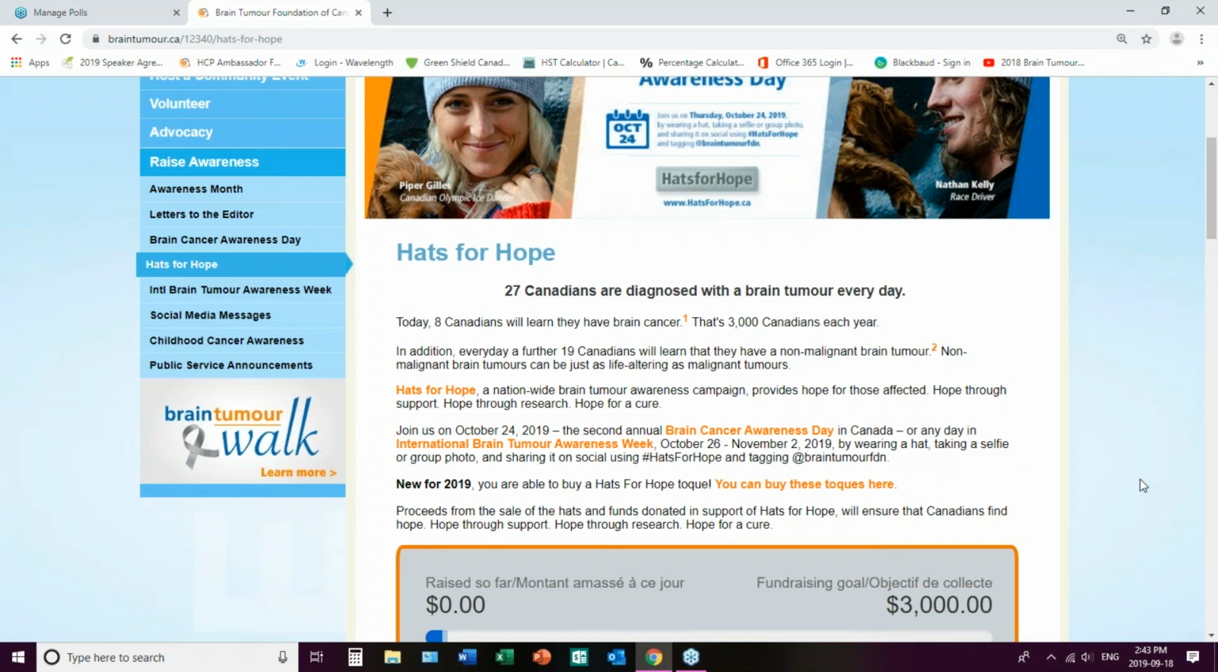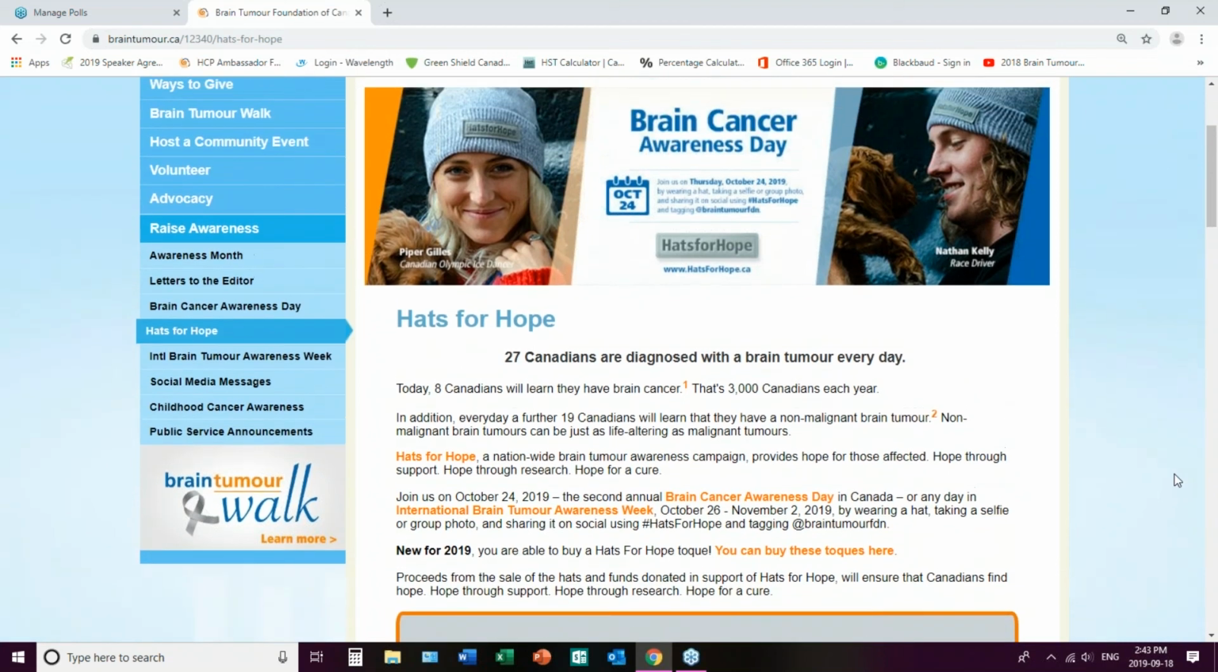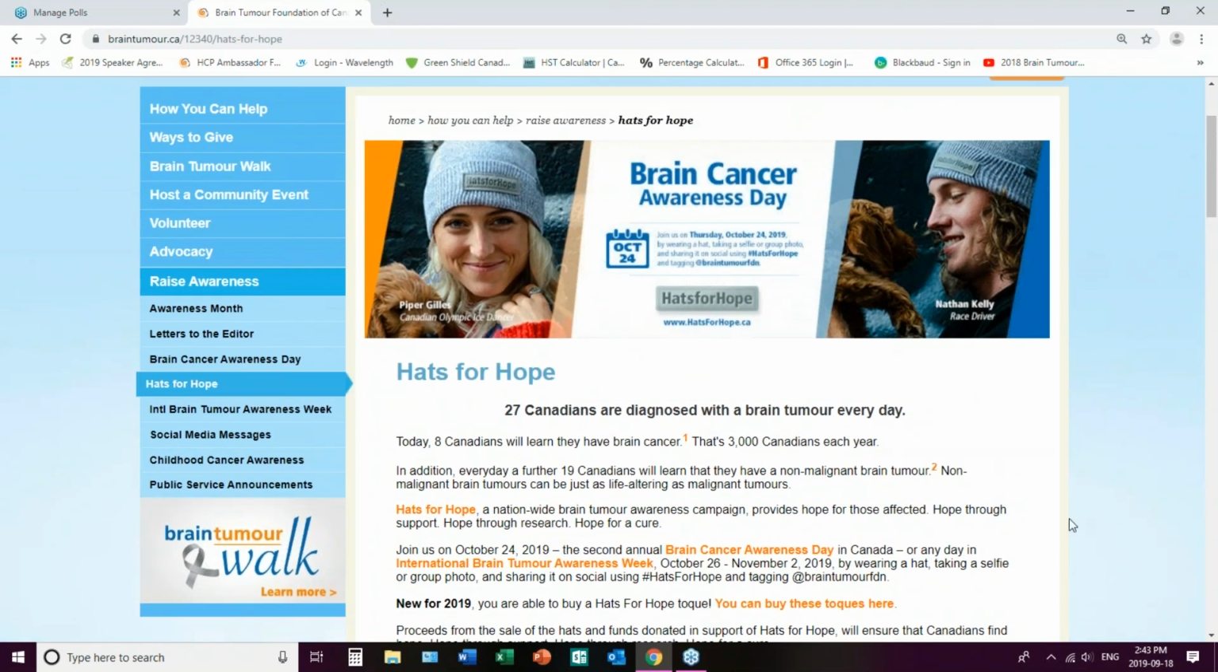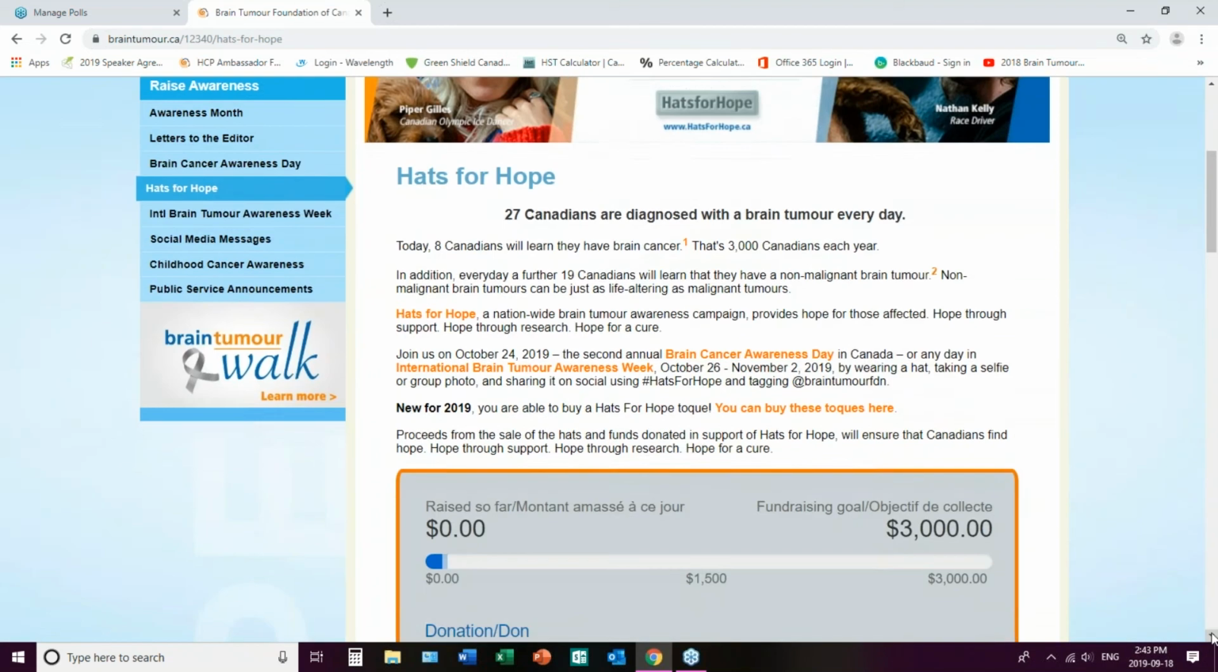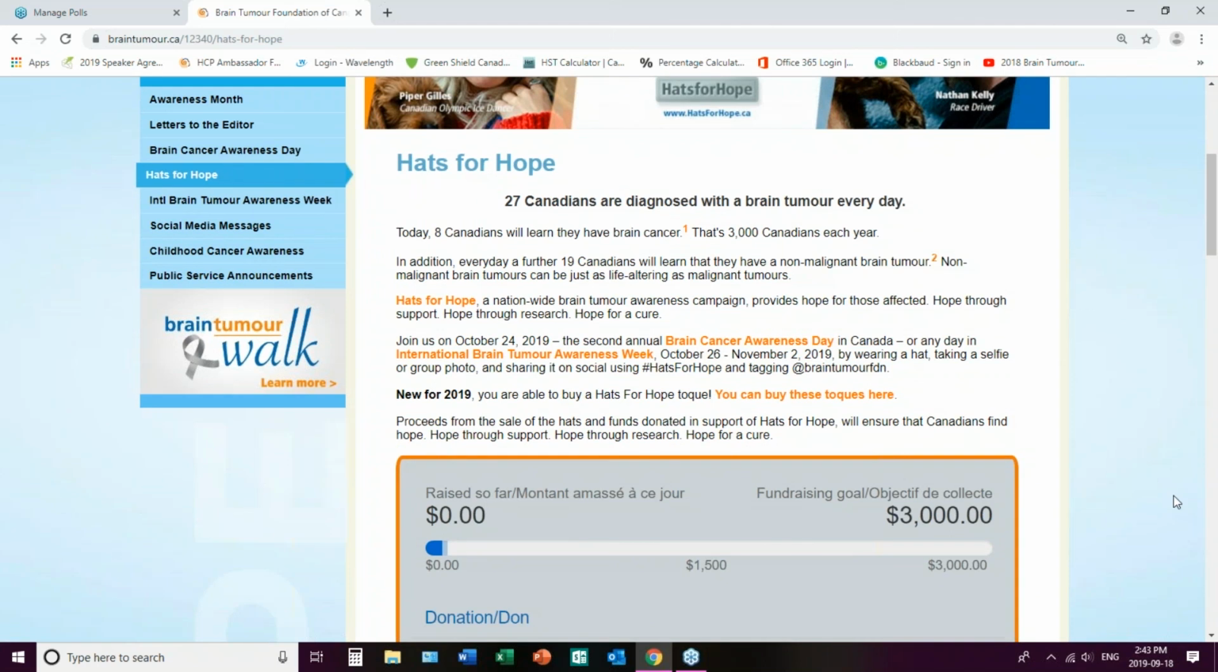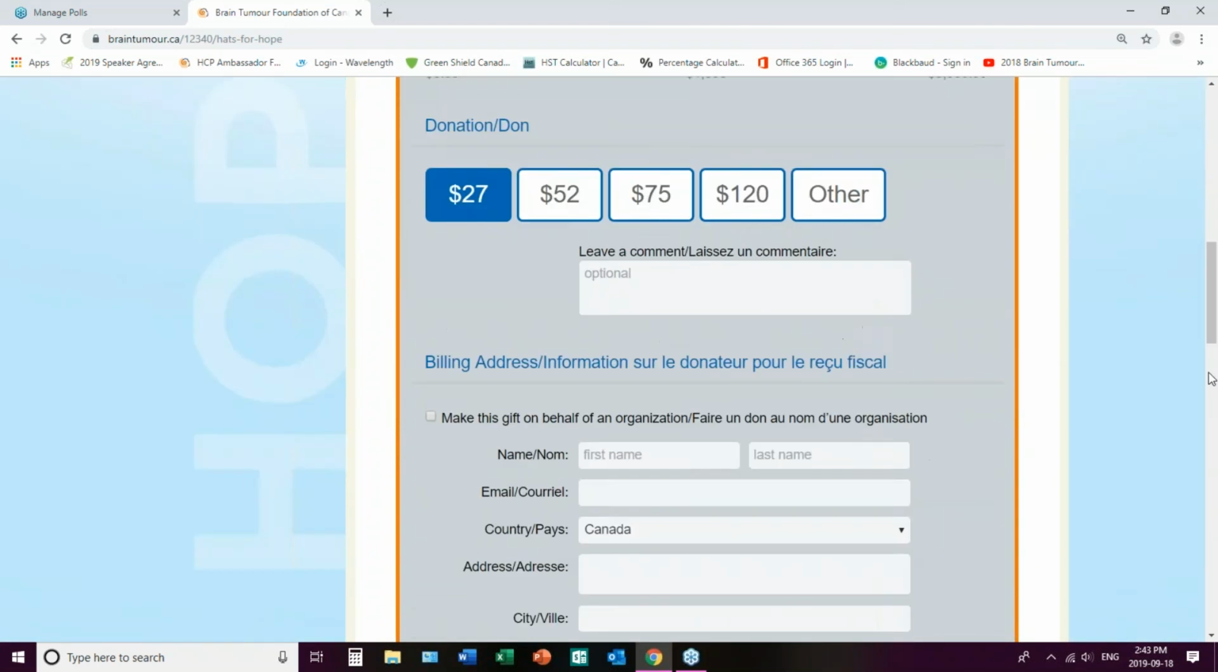It doesn't have to be this gray hat on the screen, but you can wear a hat, take a selfie, or a group photo, and share it on social media using hashtag Hats for Hope and tagging Brain Tumour Foundation of Canada. If you would like to purchase one of these awesome toques, you can do so on this page as well. They're around $30, give or take. And we're really excited to be doing this campaign again.